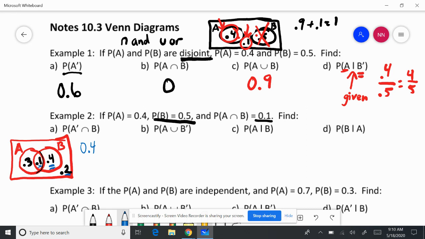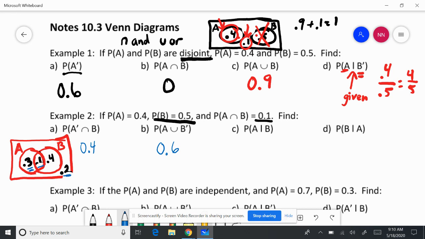Now what we're going to do is look at A or not B. First, we're going to look at A. A would include these two right here. Not B would include this one right here and this one right here. Since it's an or statement, it could be everything. So it could be 0.1, 0.3, or 0.2, and that adds up to 0.6.